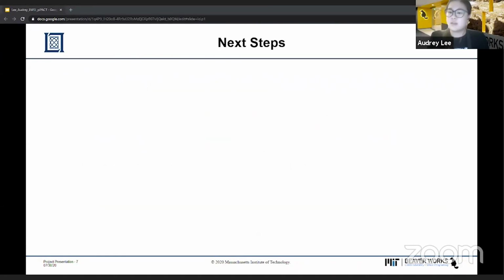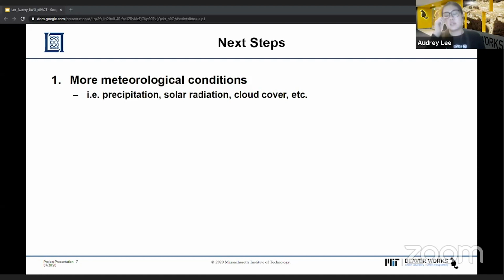And so what are the next steps? Well, in my report, I explicitly mentioned 3 potential next steps. The first is to look at the effects of more meteorological conditions, of more factors. As I mentioned earlier, I had to rule out some factors that just weren't feasible for me to adequately simulate at home. So I thought that in order to fully know the effects of meteorological conditions, experiments should be done with the factors that I left out, like precipitation, solar radiation, or cloud cover.